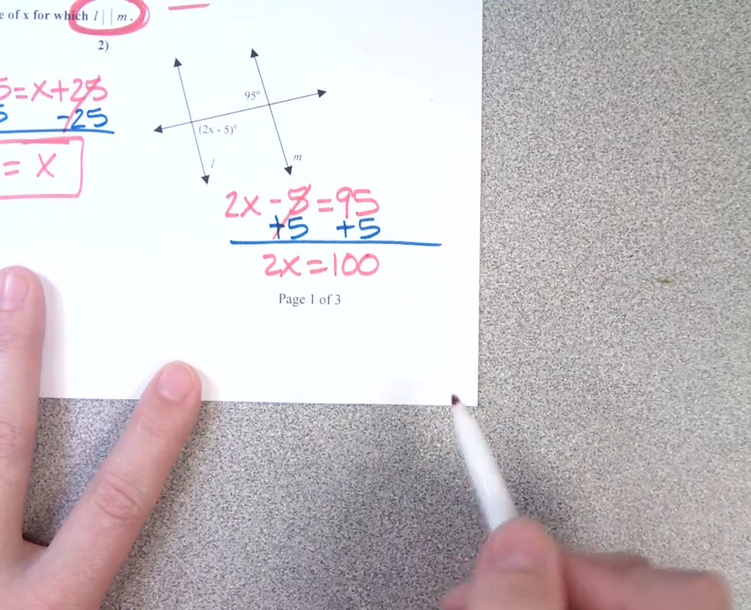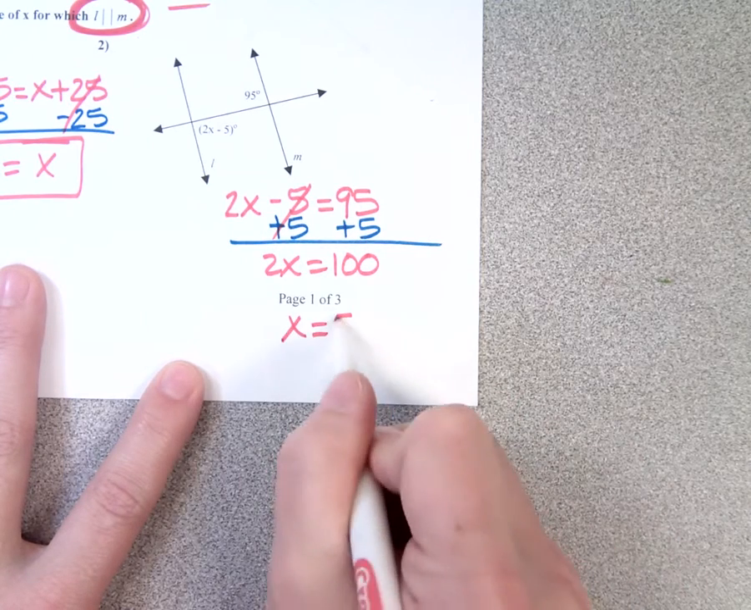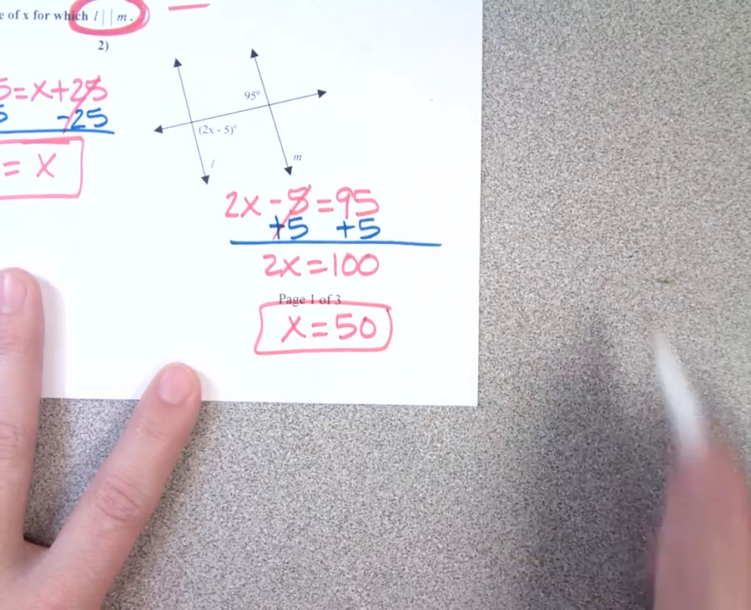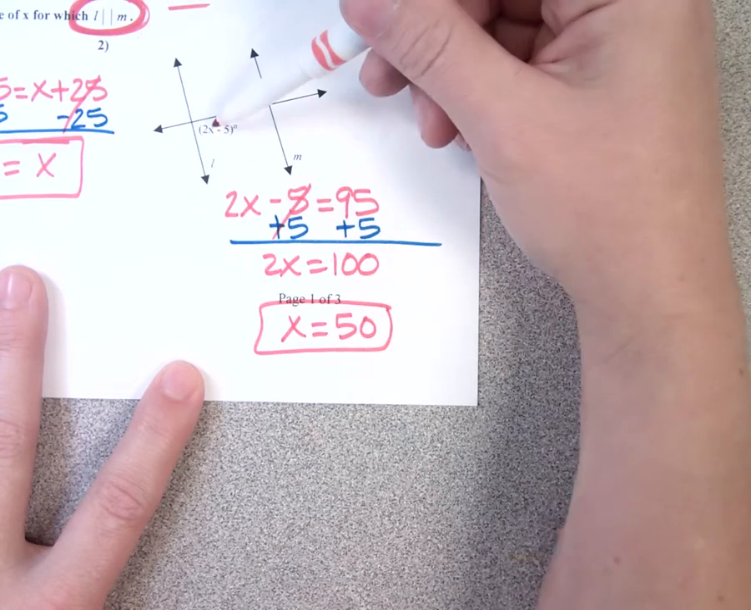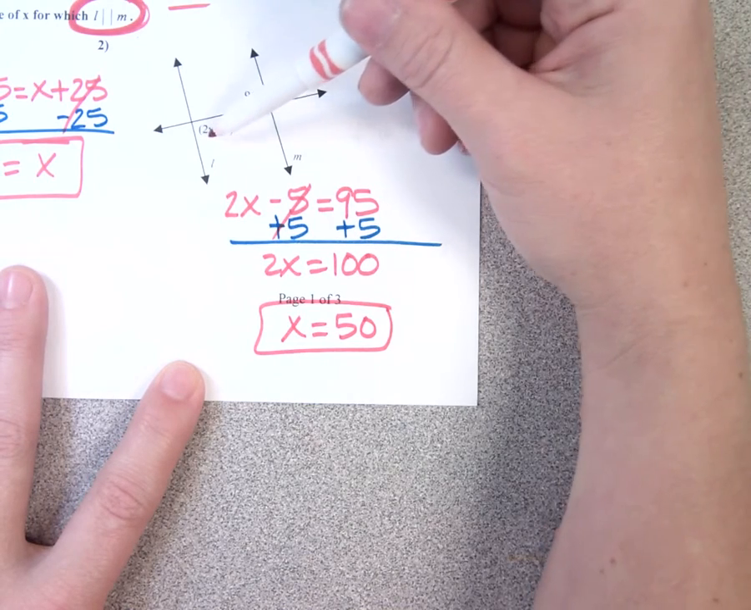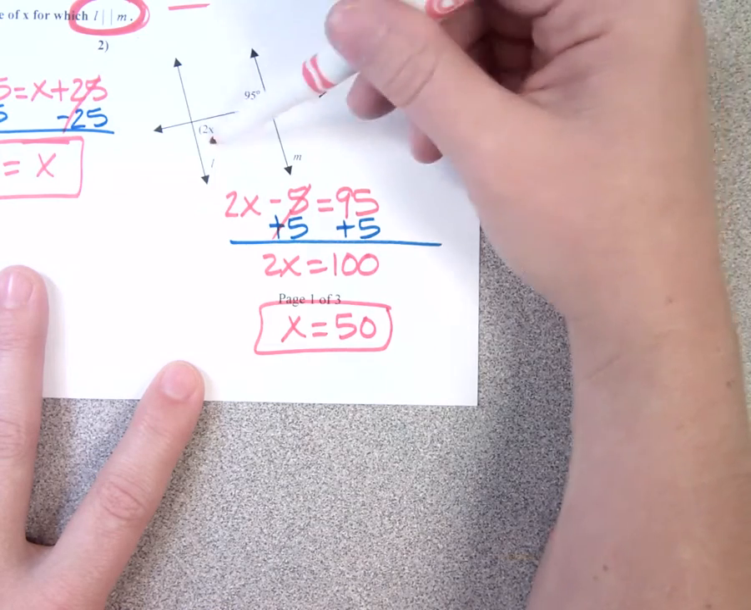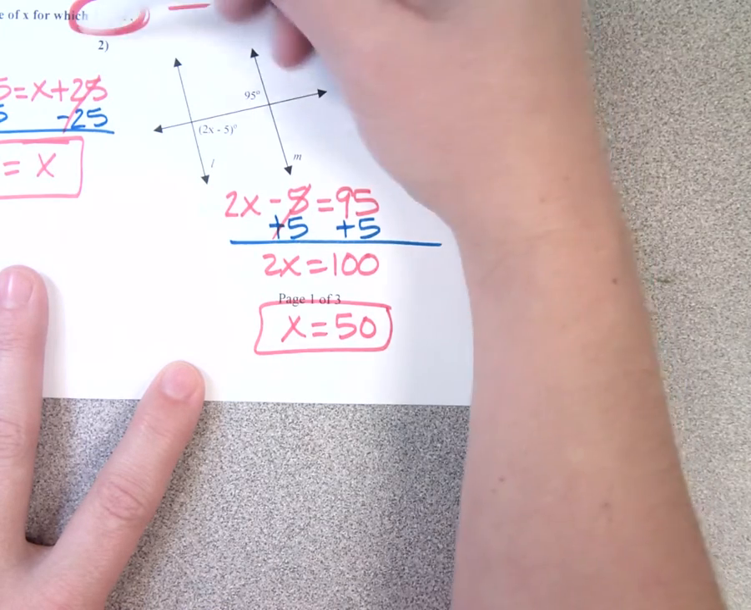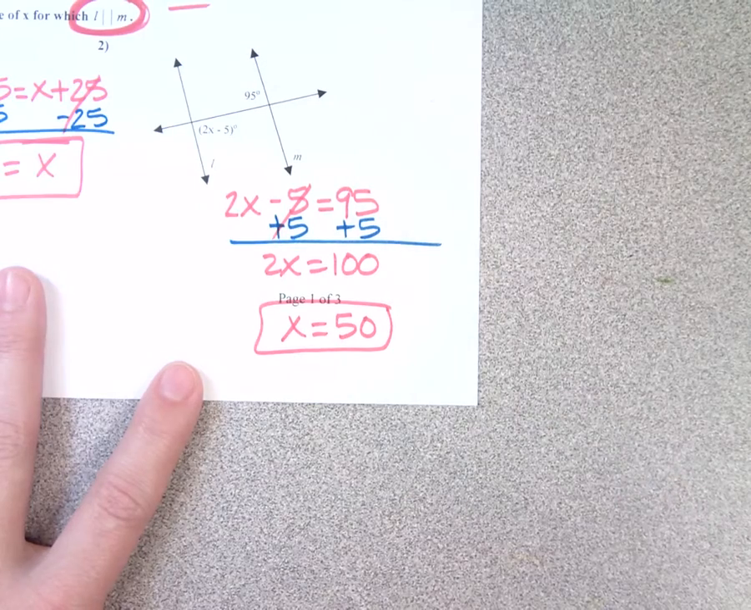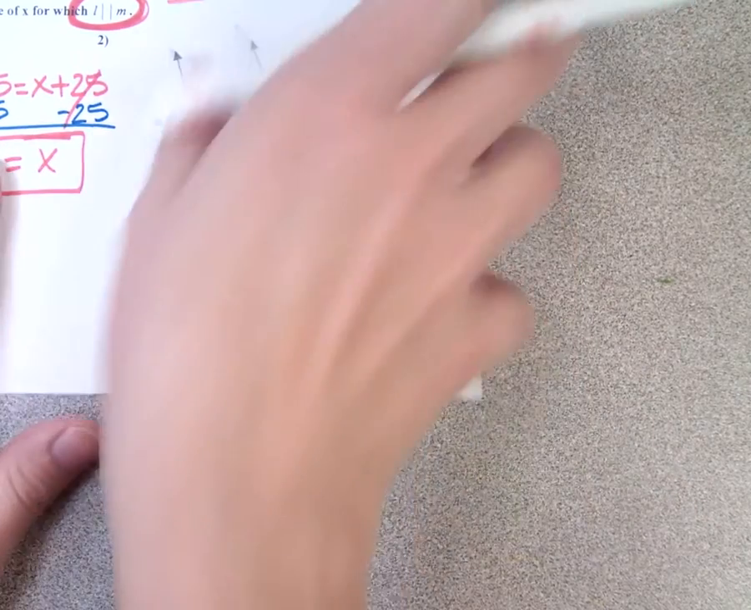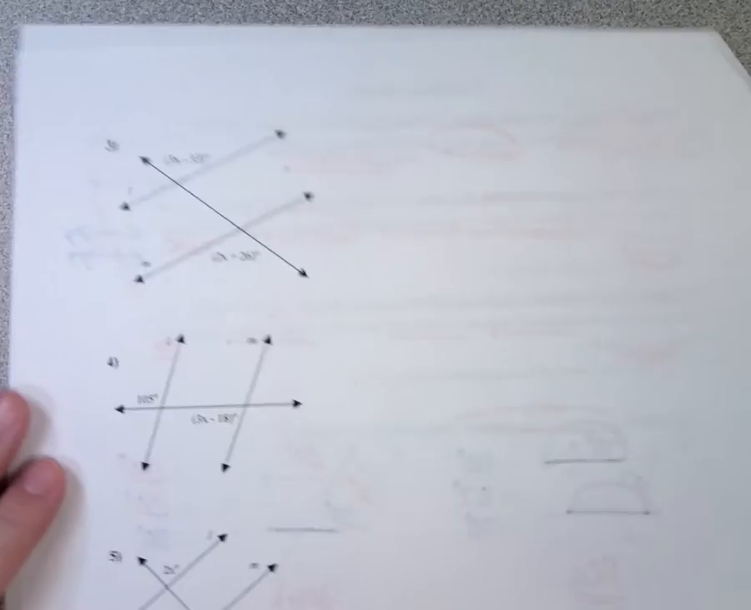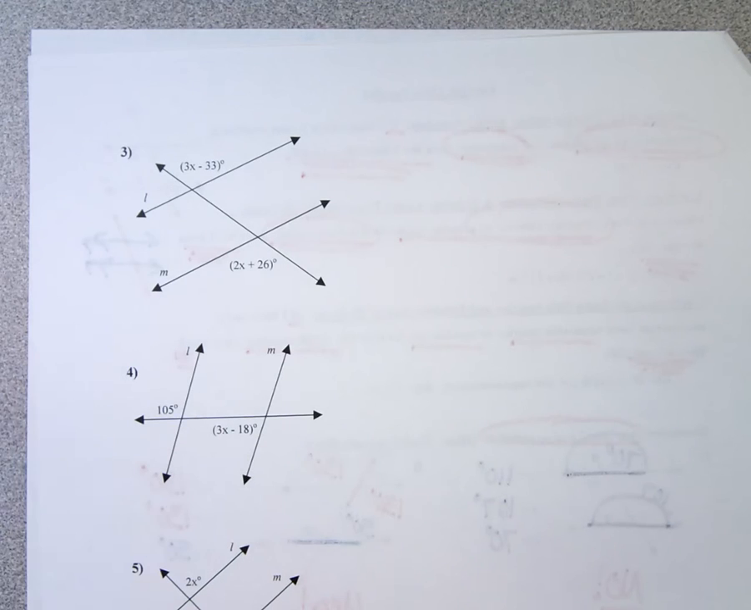And what do you get if you divide? 50. And that's what I need x to be. If x was 50, this would be 95 degrees, this would be 95 degrees. My alternate interior angles would be congruent, and then that would make the lines parallel. So it's basically like what we were doing the other day, except the other day I knew the lines were parallel. Today, I'm trying to figure out if they are parallel.